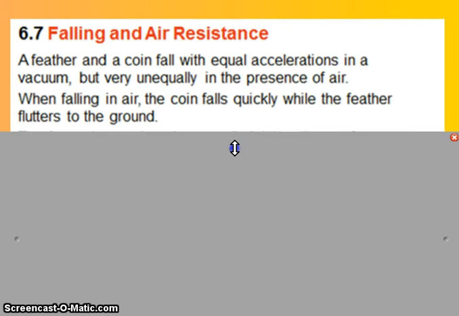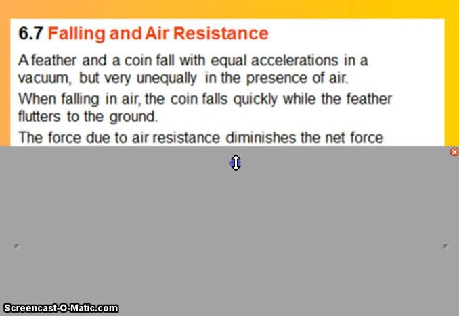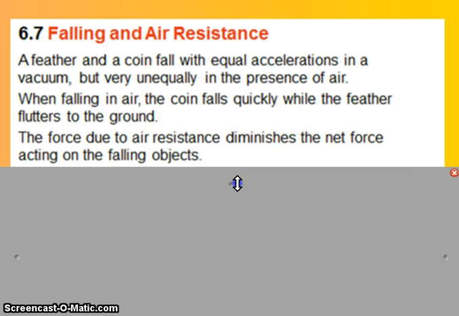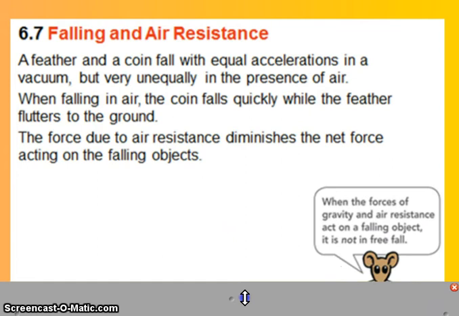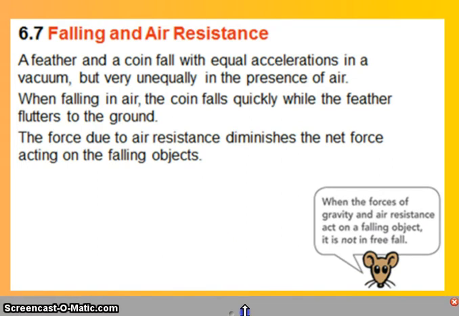But they are not going to fall equally in the presence of air. When falling in air, the coin falls quickly while the feather flutters to the ground, and the force due to air resistance diminishes or reduces the net force acting on the falling objects. So an object that has a lot of surface area and not a lot of weight can be greatly affected by air resistance.